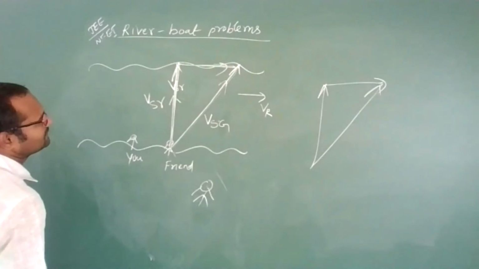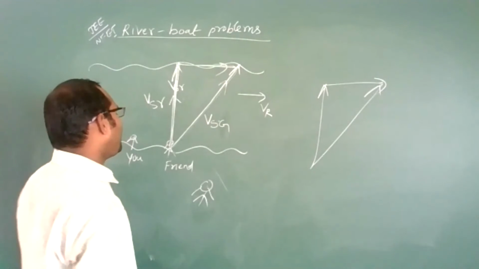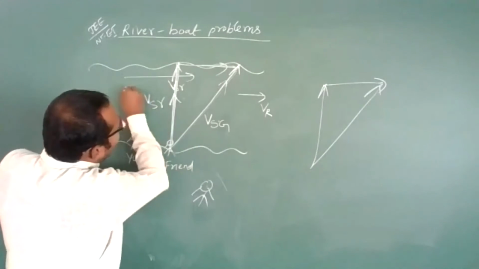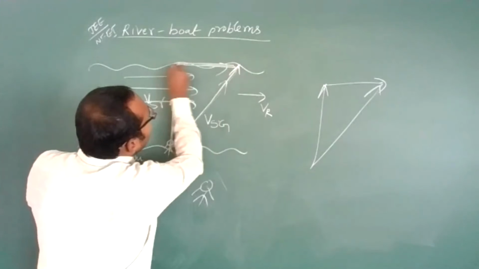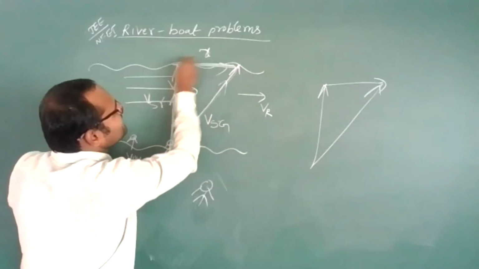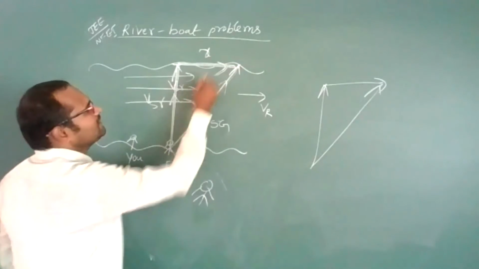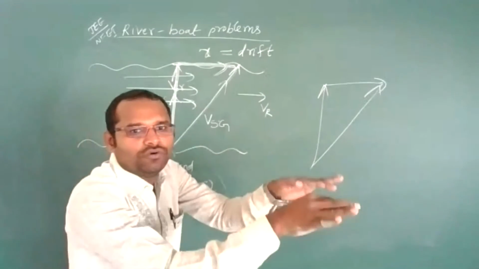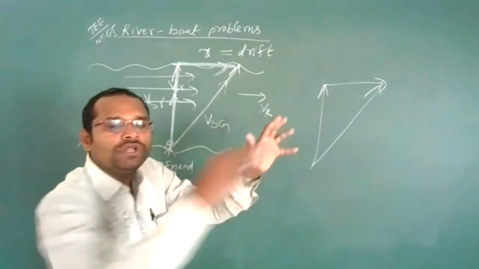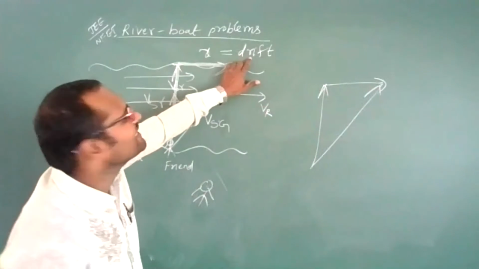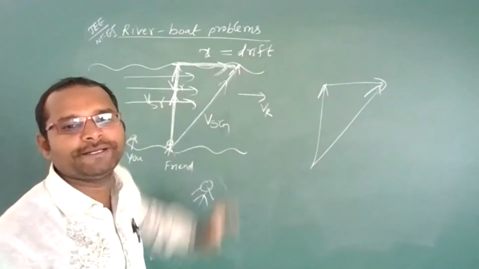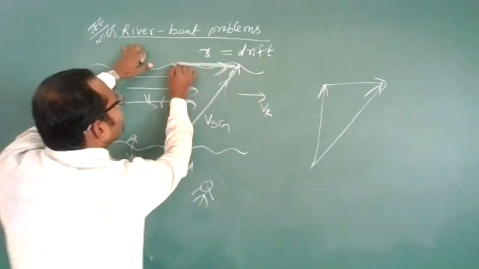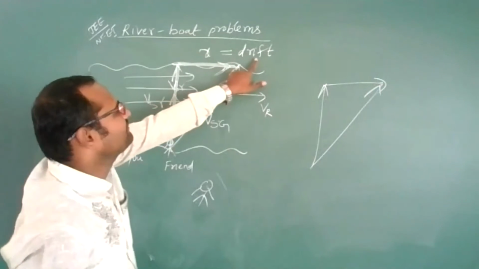Okay? Now, see, this swimmer wants to move like this, but due to river flow, he will cover some distance. X distance in this direction he will move. This X distance is called drift, drift due to river flow. How much distance horizontally he will move due to river flow, that distance we call drift. You remember this point. What is the drift of the person? This is X. This is the drift of the person.